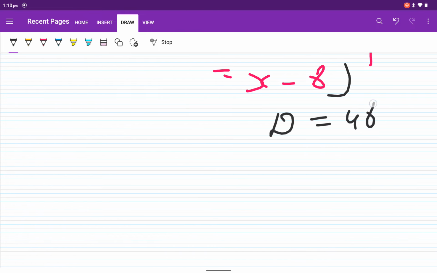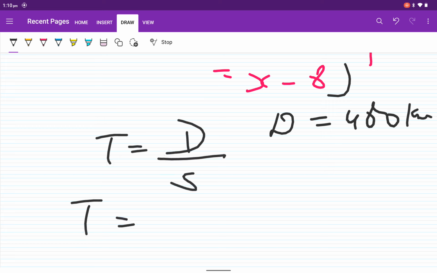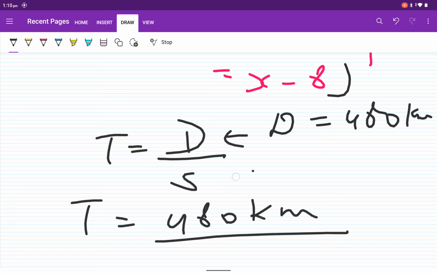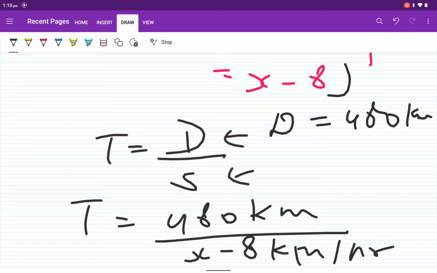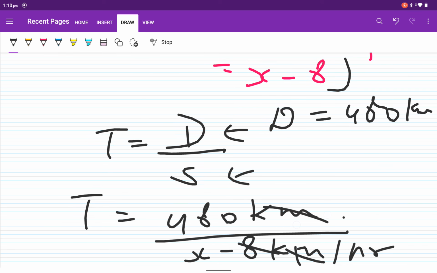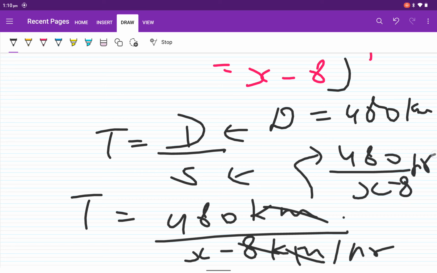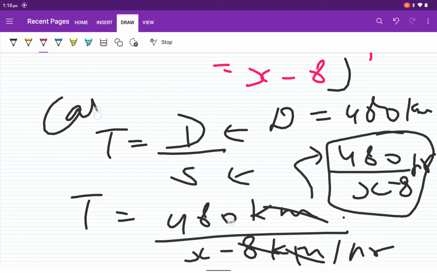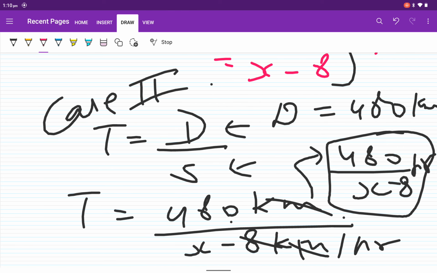Distance is our 480 kilometer, it is not changing. So time equals distance upon speed. Distance is constant, 480 kilometer, and upon speed, we have decreased the speed, so it would be like this. Now kilometer cancels, so what we will get is 480 upon x minus 8 hours. So this is your case 2.